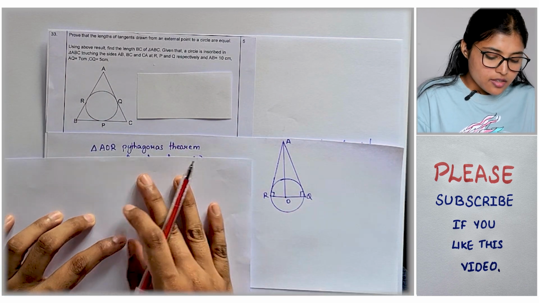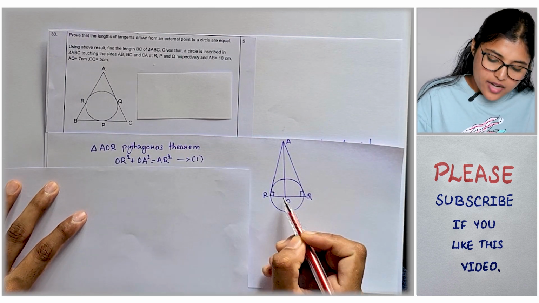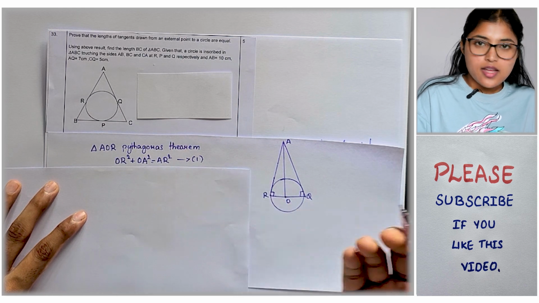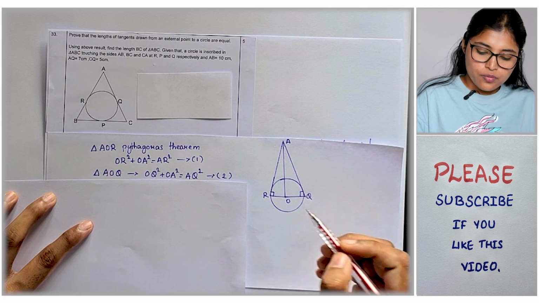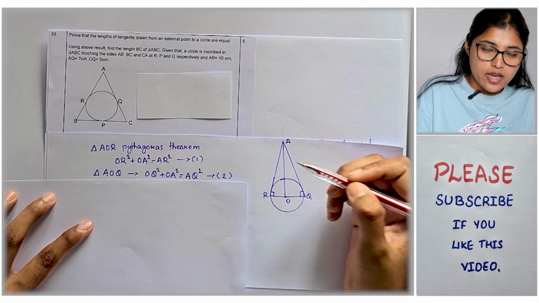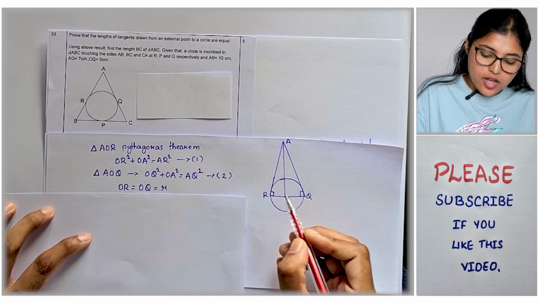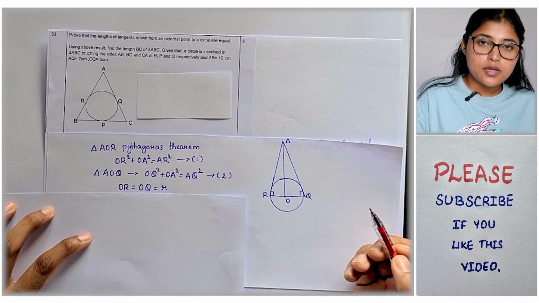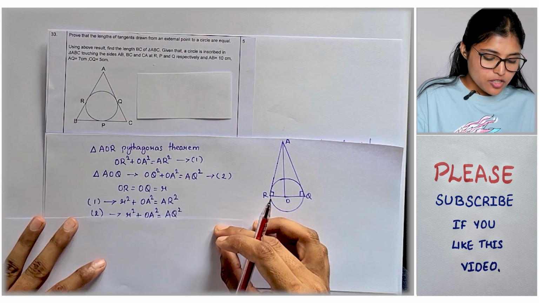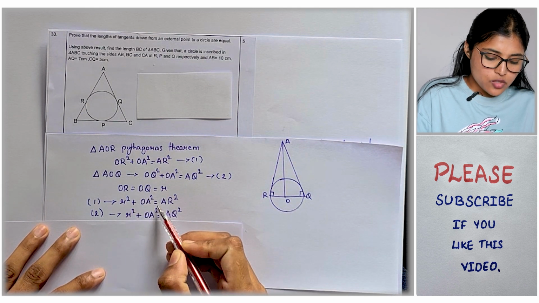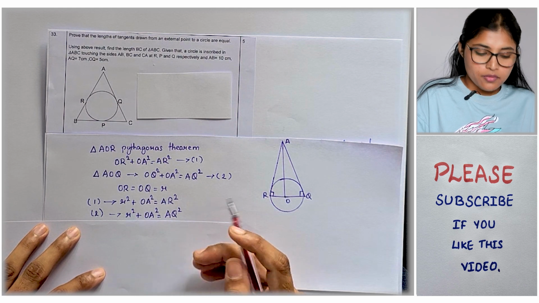Now considering the Pythagoras theorem for triangle AOR, I can write that OR square plus OA square equals AR square. Let that be equation 1. Similarly, Pythagoras theorem for triangle AOQ, I can write OQ square plus OA square is AQ square. Let that be equation 2. Here in equation 1 and 2, I know that OR and OQ are same because that's the radius of the circle. Let's say it is R, and upon substituting, equation 1 becomes R square plus OA square equals AR square, and equation 2 becomes R square plus OA square equals AQ square.